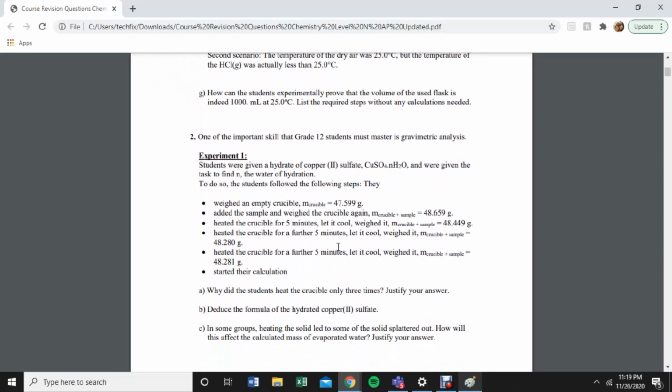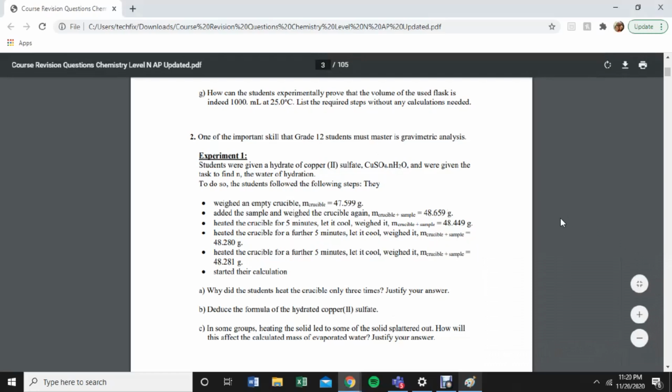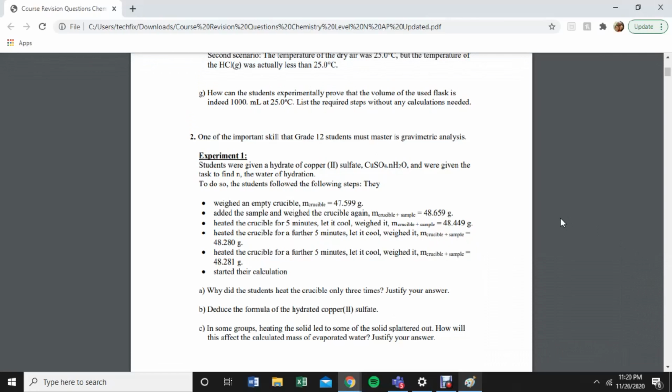Okay? Now, number 2. Students were given a hydrate of copper 2 sulfate, CuSO4.nH2O. That's what hydrated means when it's .H2O. And were given the task to find n, the water of hydration. To do so, the students follow the following steps. They gave you the mass of the crucible. They gave you the mass of the sample and crucible together. They heated the crucible for 5 minutes once, they heated it again for 5 minutes, and they heated it a third time for 5 minutes, and then they found the mass at each time.